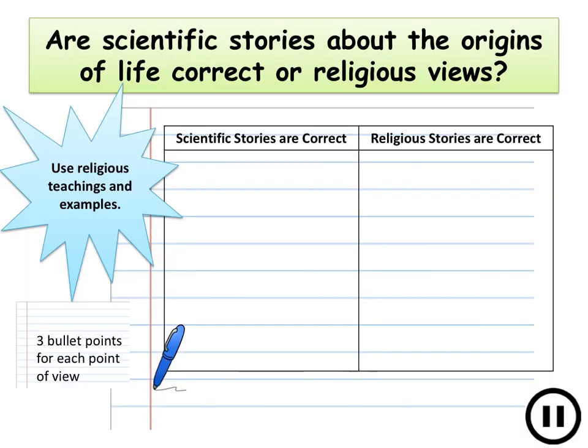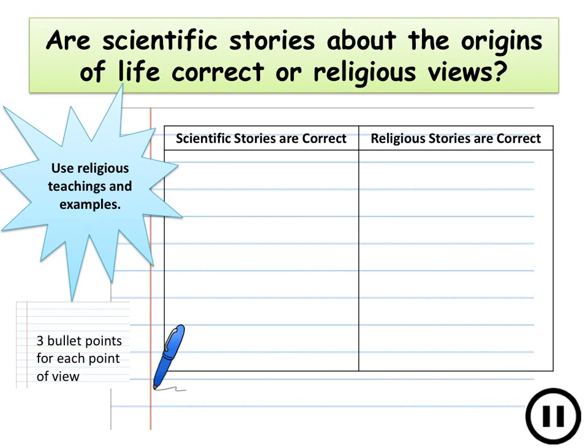Now that we've looked at both sides of the argument in terms of religious and scientific theories about the origins of life, we need to again look at which one we're most likely to accept. On your piece of paper, make a table like the one I've got on the screen. On one side, I want you to write down the evidence to say that scientific stories are correct. On the other side, the idea that religious stories about creation and the origins of life are correct.